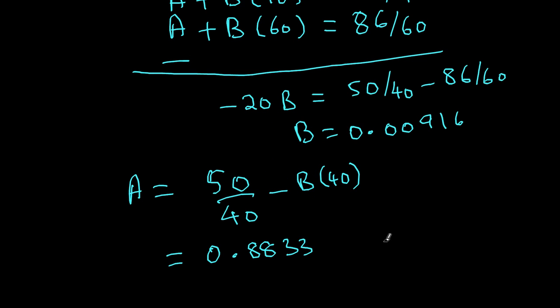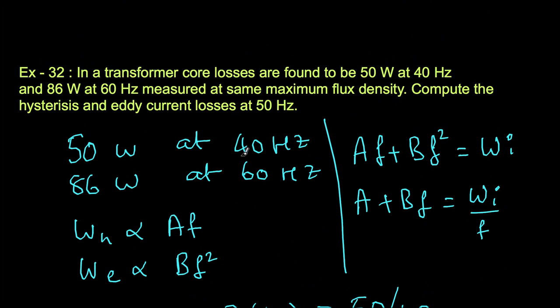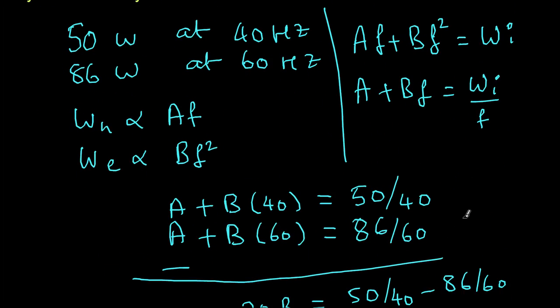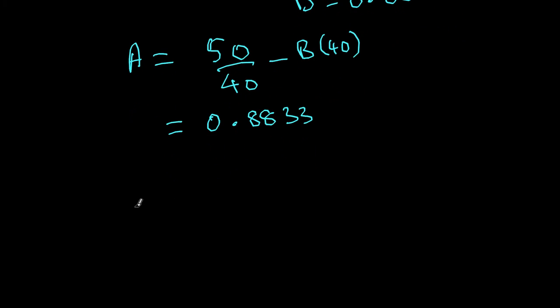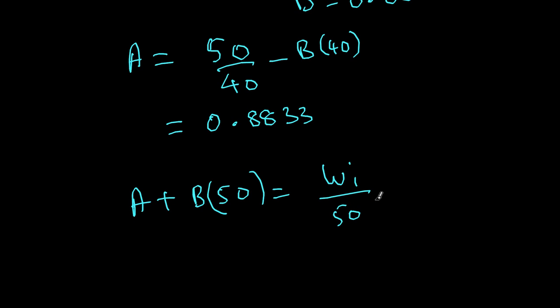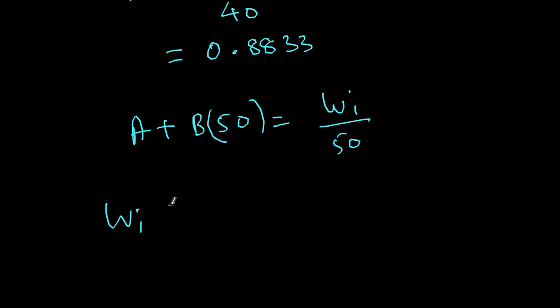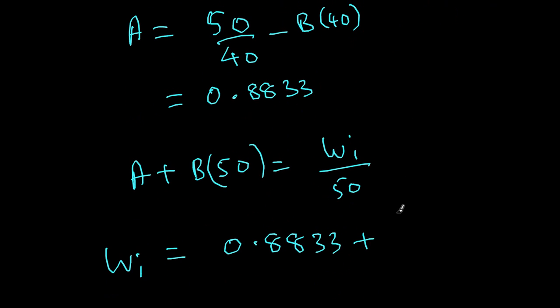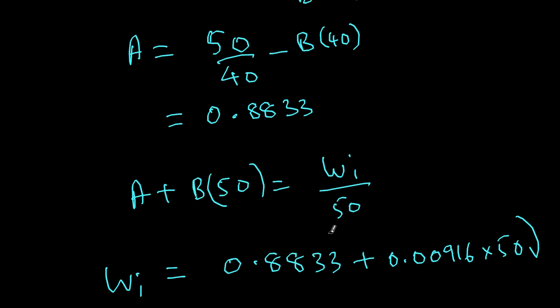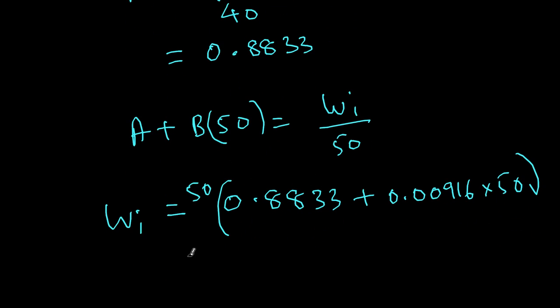0.8833. Now what is asked in the question is what is the iron loss at 50 hertz. So I can now substitute for 50 hertz, that is A plus B into 50 equal to iron loss by 50. So therefore iron loss will be 0.8833 plus B, that is B is 0.00916 into 50, and this whole thing again I multiply by 50, so I'll get the answer.